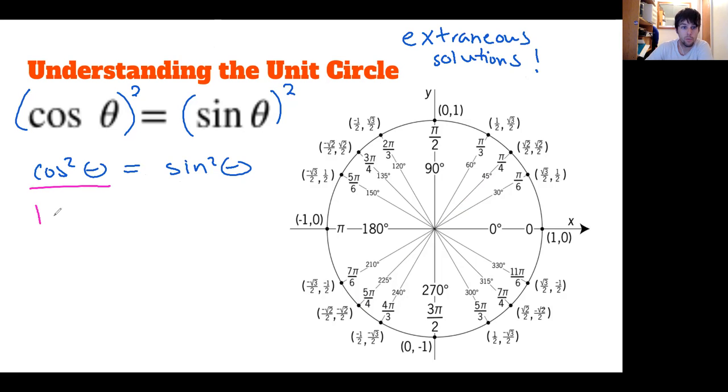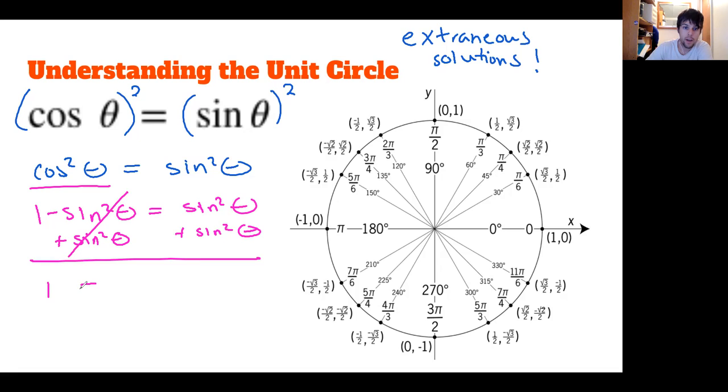So I'm going to make this 1 minus sine squared theta equals sine squared theta. All right, went ahead and used that Pythagorean identity we used earlier. I'm going to go ahead and add sine squared on both sides. Get rid of it right there. So we have 1 is equal to 2 sine squared theta. We'll go ahead and divide both sides by 2. So we get 1/2 equals sine squared theta.